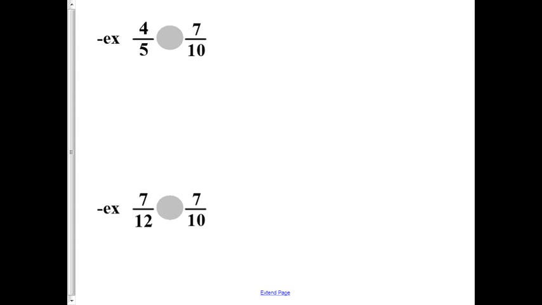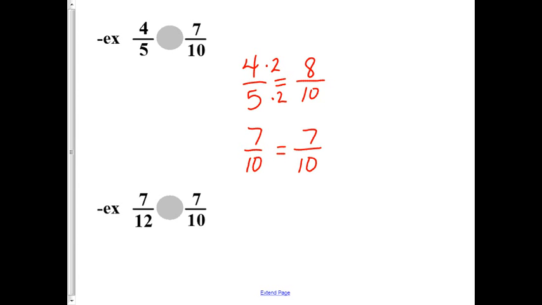So if I look at these two examples, try these two on your own and see what you come up with. Pause while you're trying it, and when you're done, hit play and see if you are correct. All right, so for the first one, 4/5 and 7/10, I would have used 10 as a common denominator. It's okay to use one of the denominators you already have. So 7/10 can stay 7/10. 4/5 needs to become 8/10. Since 8/10 is greater than 7/10, that means 4/5 is greater than 7/10.